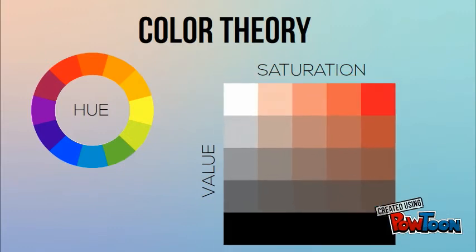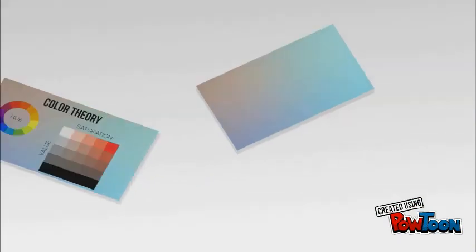The first one is hue. Hue is basically just another word for color. Then saturation refers to intensity. It goes from subtle to more vibrant. And value is basically how dark or light your color is, from white to black.